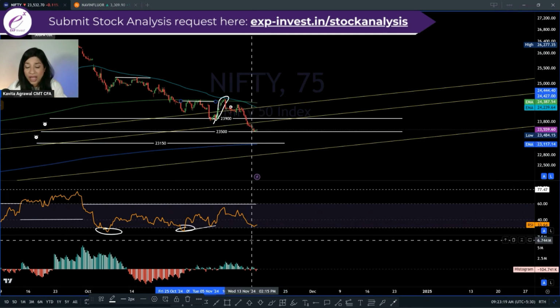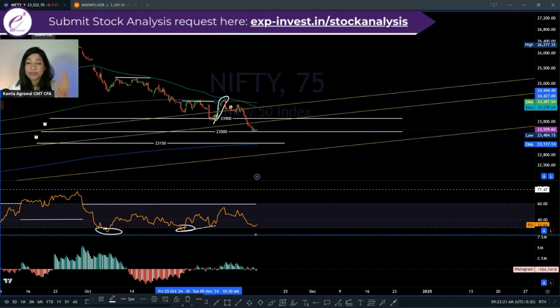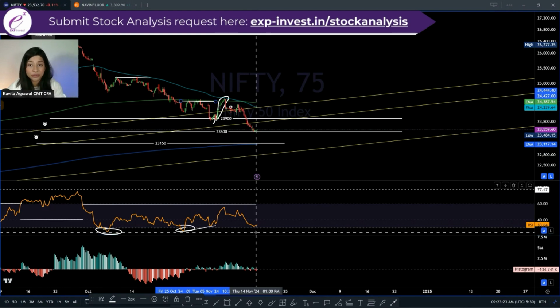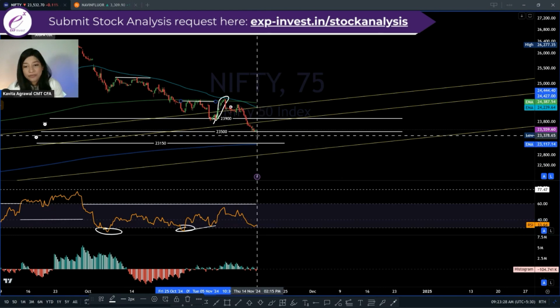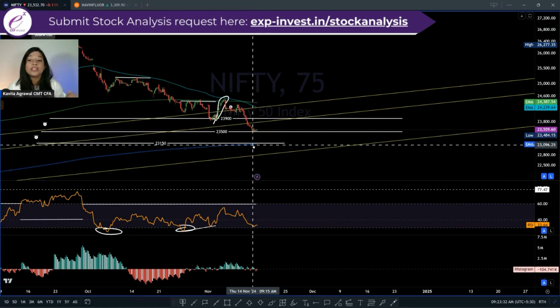23,500 support, RSI positive divergence on 15 minutes, 75-minute respecting the level of 30. All of these are positive for the market. If 23,500 breaks, then what? Then I believe the 250 EMA of the daily time frame is going to act as support, which coincides with the level of 23,150.